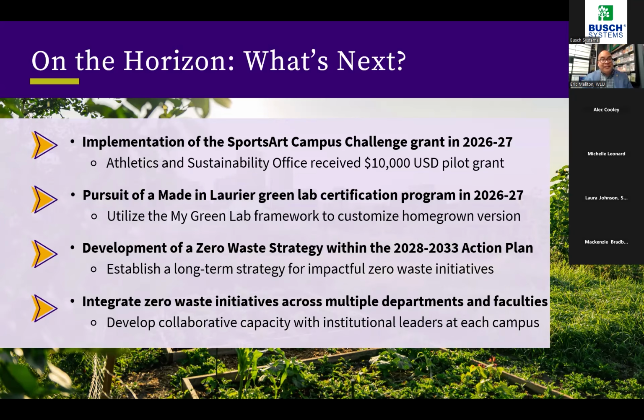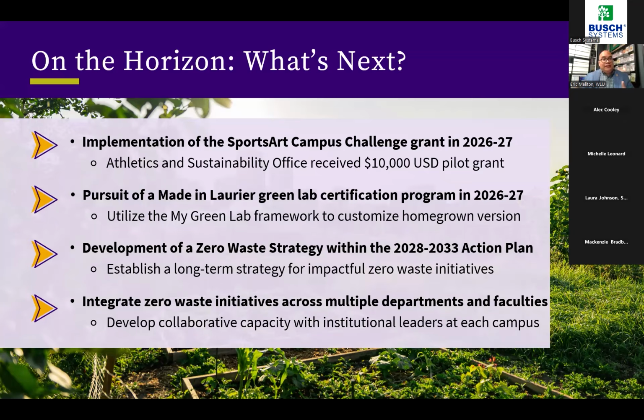The Made in Laurier Green Lab certification is a customization effort. So without internal auditing capacity, you wouldn't be able to really build this out. So it's an ambitious endeavor, but we're excited that that customization of a homegrown vision is actually something that's going to be really enhanced by auditing purposes.